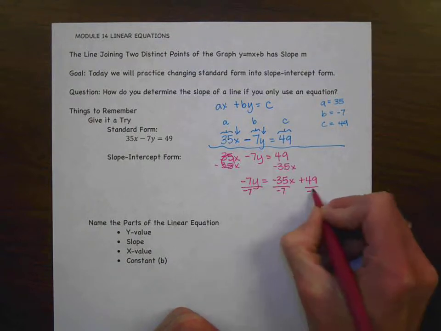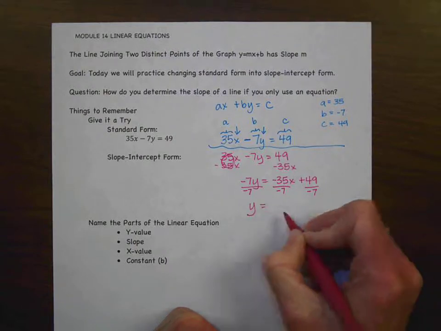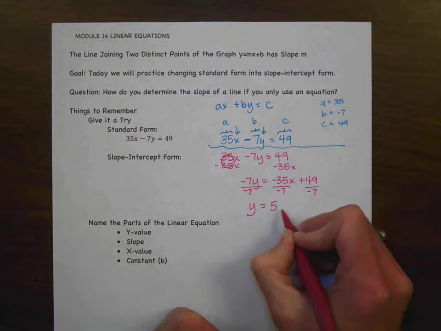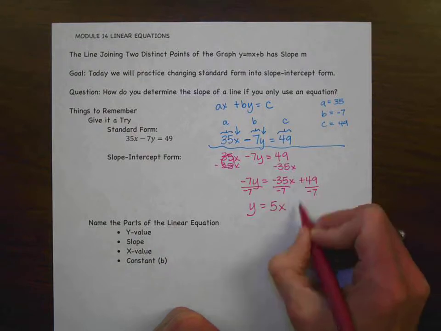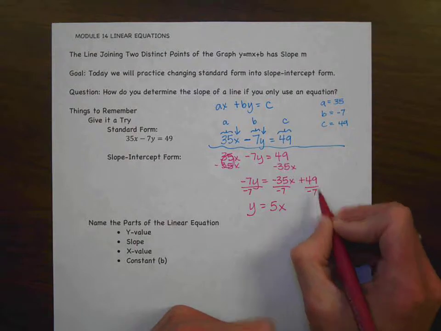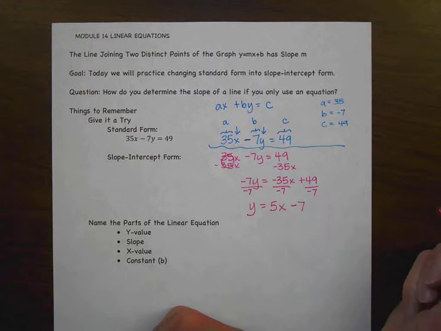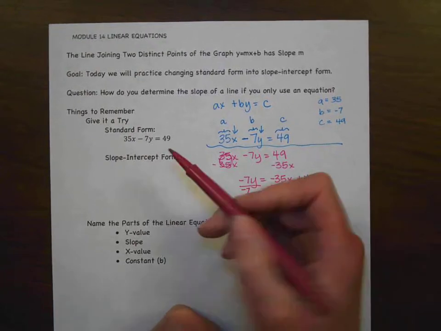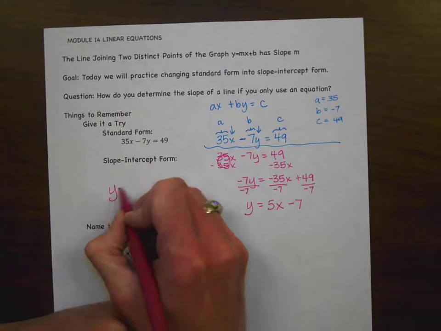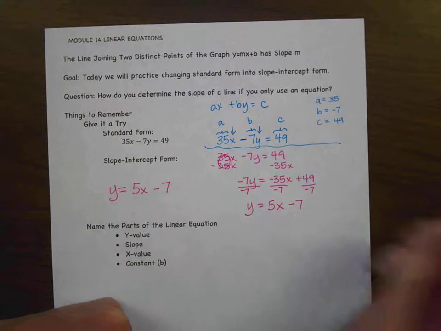So divide by negative 7, divide by negative 7, and now I'm left with y equals negative 35 divided by a negative 7, which is actually a positive 5x. Then I have a positive 49 divided by a negative 7, that gives me a negative 7, okay? And so now I have changed this standard form into slope-intercept form. So the final answer is y equals 5x minus 7.